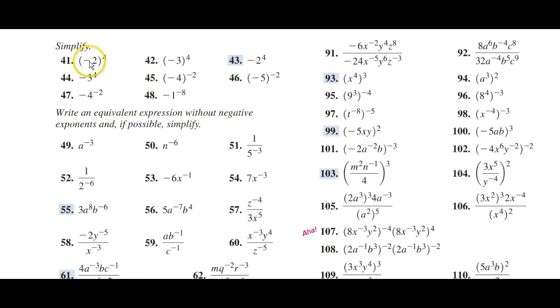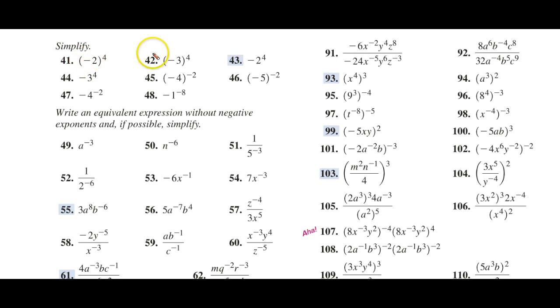For instance, here we have a base of -2 that's raised to the 4th power. Well, what will that become? An interesting thing is if you have a base that is negative and you are raising it to an even exponent, your answer is going to be positive. Let's see if we have some that are odd here. Not there.